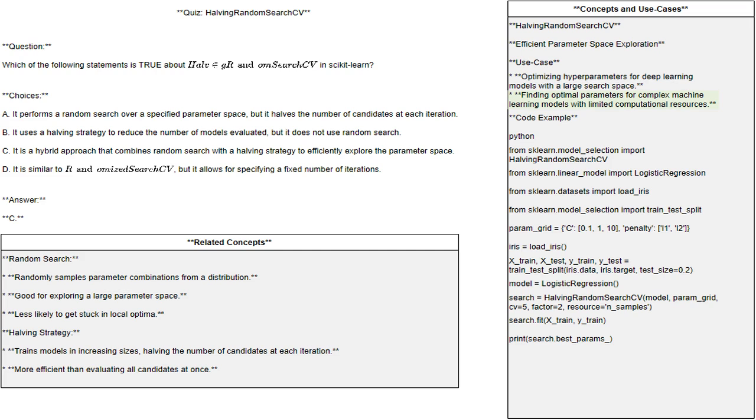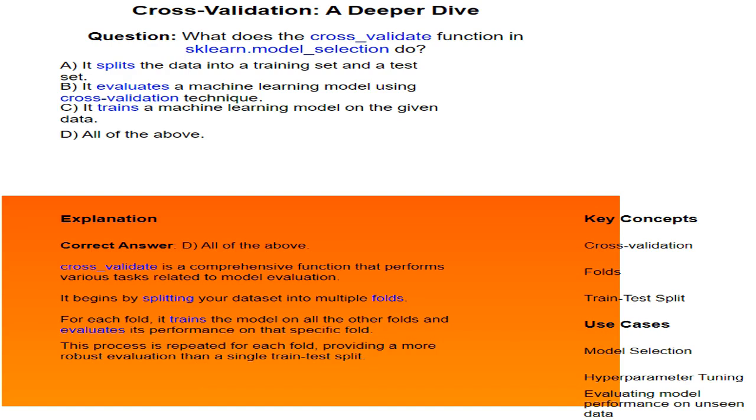This process continues until a desired level of performance or a limited budget is reached. This approach is effective for efficiently exploring a parameter space and finding optimal hyperparameters. What does the cross-validate function in sklearn model selection do?